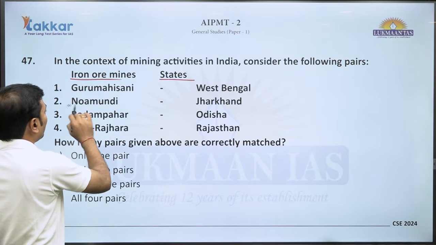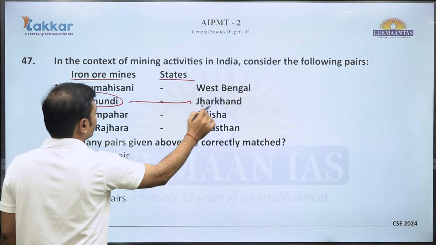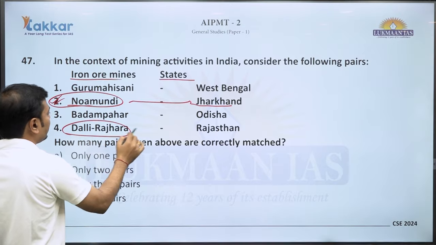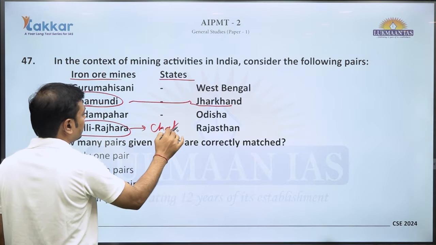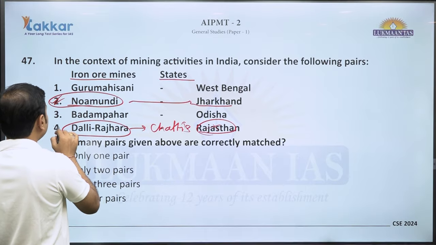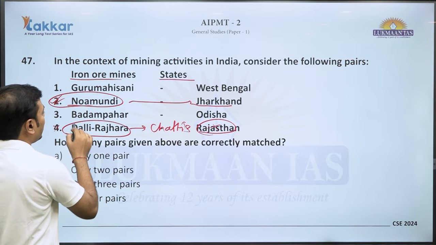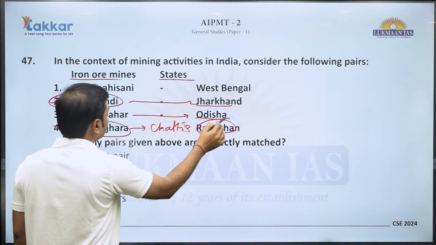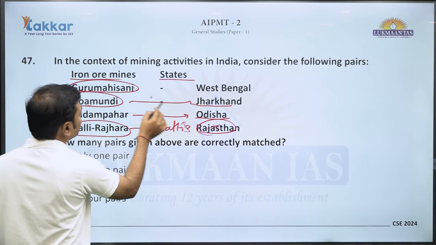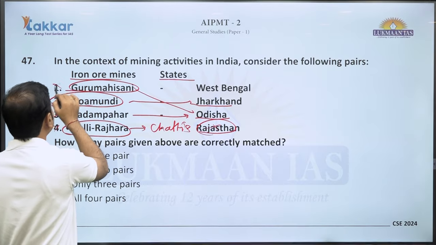Okay, we know about Noamundi, very famous. It is located in Jharkhand. So we know that this is correct. Dalli Rajhara is also very famous and this is located in Chhattisgarh. So this one is incorrect. Chhattisgarh, so this is incorrectly matched. What about Badampahar? Yes, it is located in Odisha. This is correctly matched. Gurumahisani, it is also located in Odisha. That's why it is incorrect.